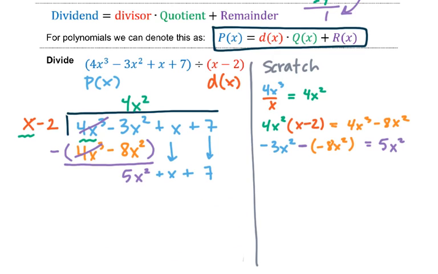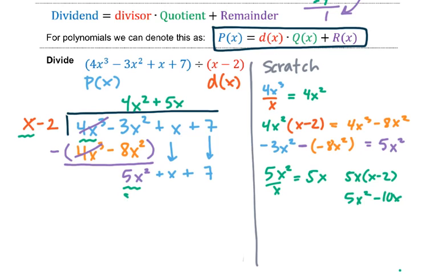So, assuming you did that, I continue the problem. And we say, how many times does x go into 5x squared? 5x squared divided by x gives us 5x. So plus 5x up top. I take the 5x, multiply by my divisor, 5x times x minus 2. And that gives us 5x squared minus 10x. So that goes underneath, 5x squared minus 10x. Going to subtract. The 5x squareds cancel. And I have x minus negative 10x. That's going to be positive 11x.